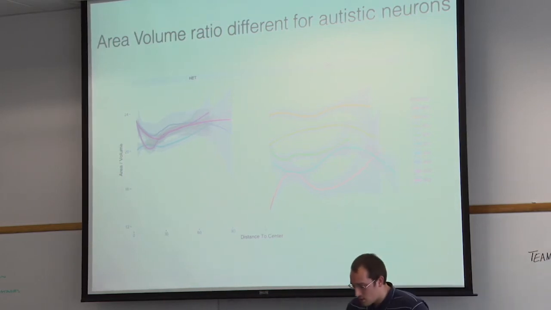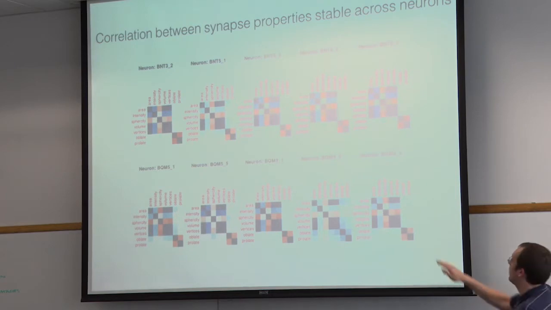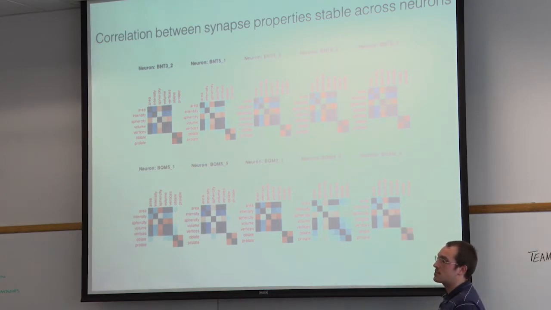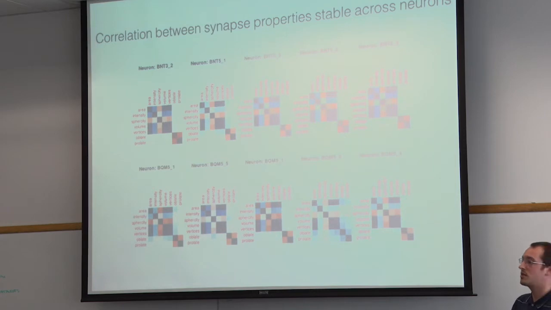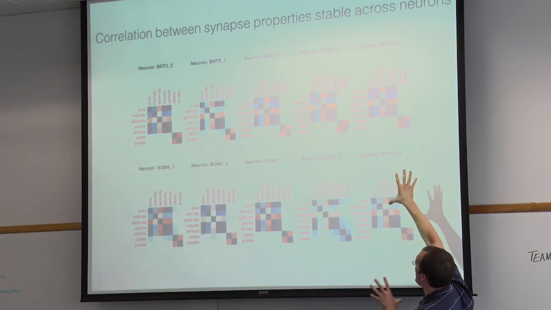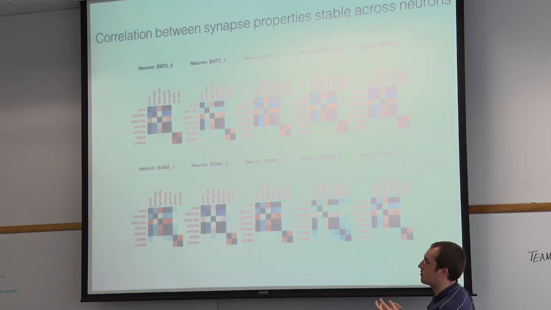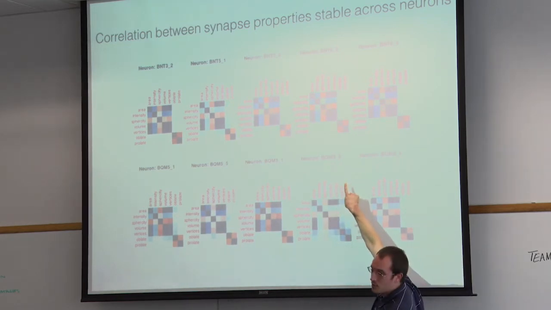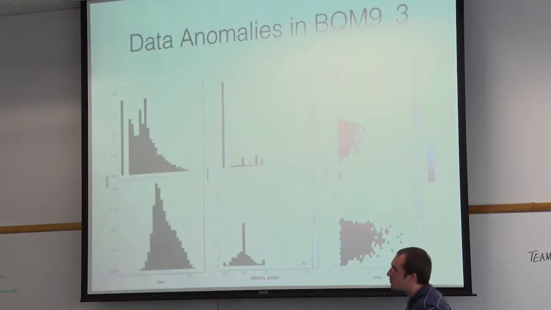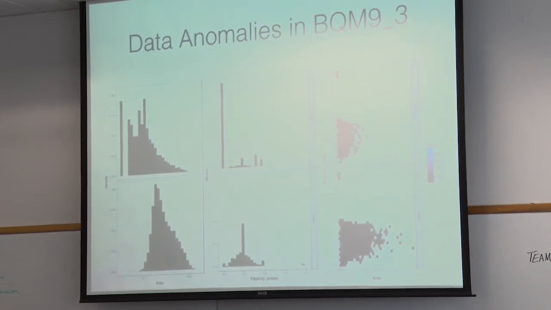Now, the final thing we found: each one of these plots corresponds to one of the neurons. We asked what the correlation is between various synaptic properties across the neurons. We found that the pattern of correlation seems to be stable for each one of these neurons. The statistical properties of the synapses seem to be fairly constant, except for this neuron right here, BQM9. When we looked into BQM9, it seems like this neuron is sort of an anomaly.